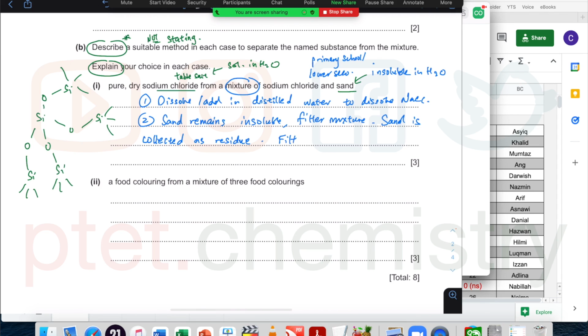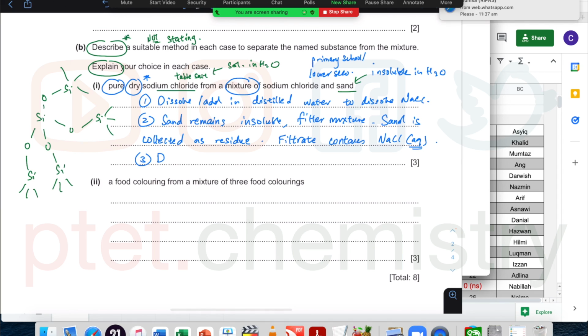The filtrate contains NaCl, aqueous. Aqueous is not liquid, aqueous is not solid. Aqueous means this thing dissolved in water. You want to get pure and dry. They did not mention crystals. If you do crystallization, it's okay, but they never mention crystals. They just want pure and dry.